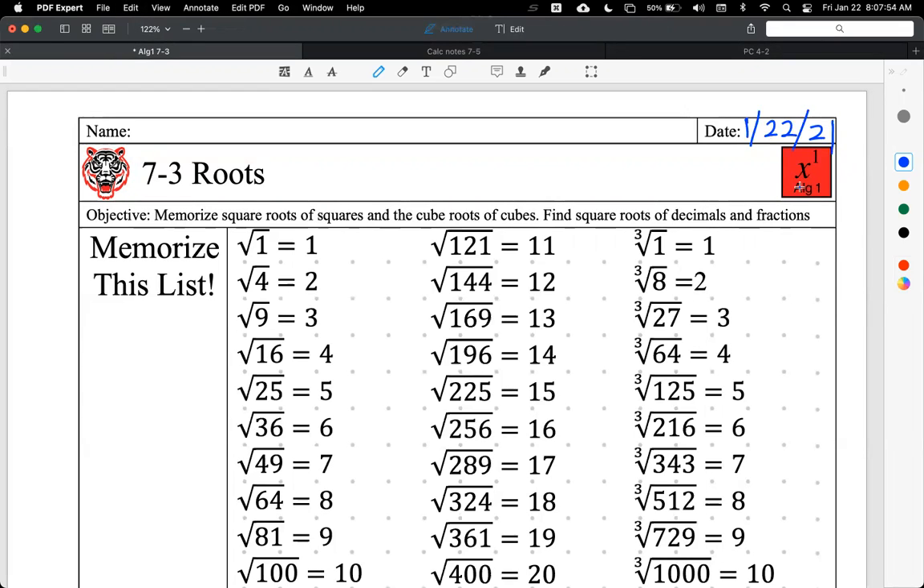21. There we go. Our objective today is to memorize the square roots of squares and the cube roots of cubes. Find square roots and decimals and fractions. Good morning, Braden.